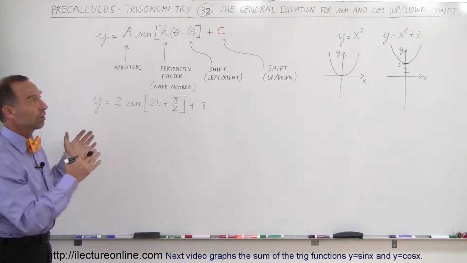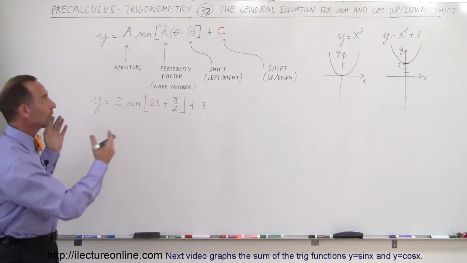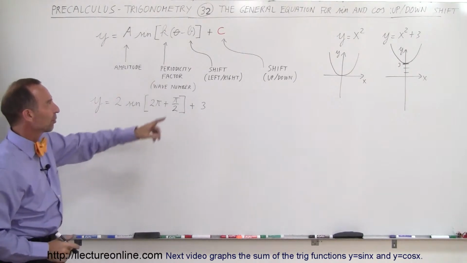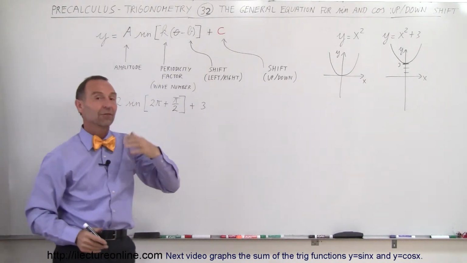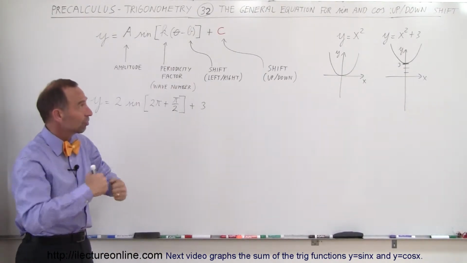Now we're going to try and illustrate to you the up and down shift to the general format for a sine or cosine wave. So here we have the shift plus c. If it's positive, it's shifted up. If it's negative, it's shifted down.